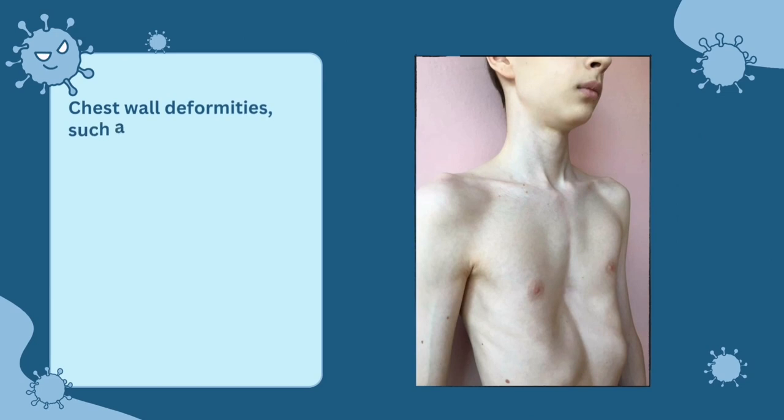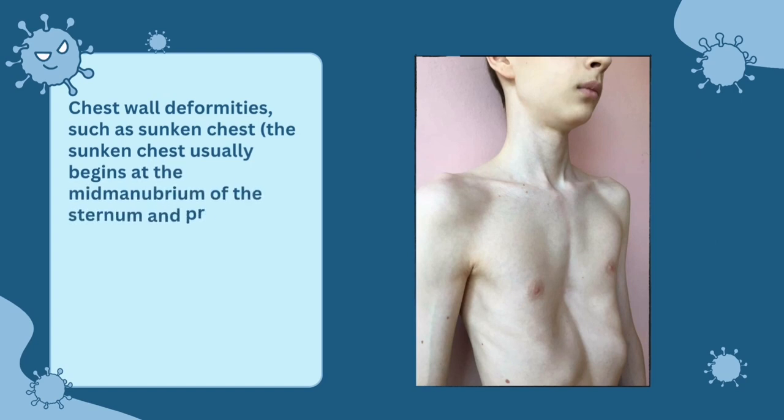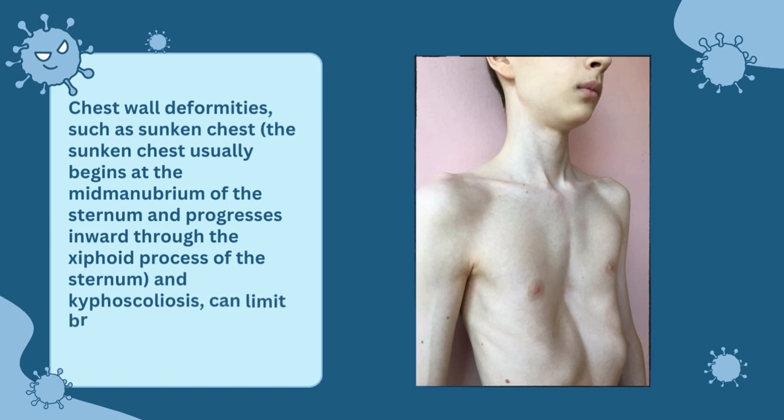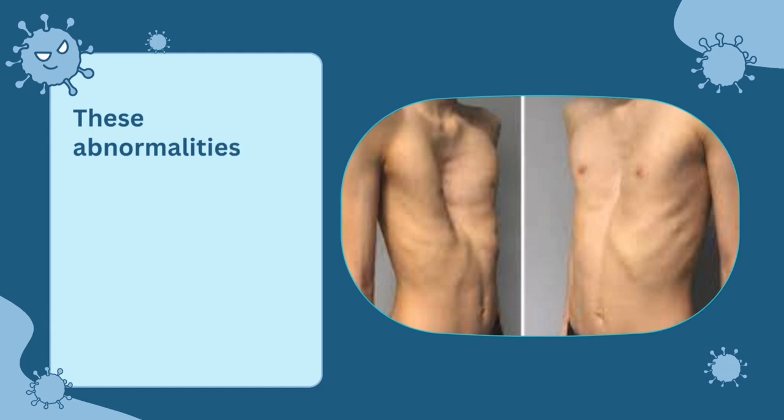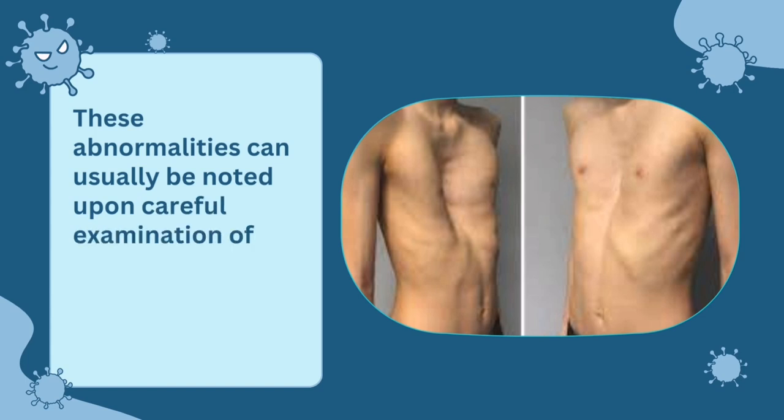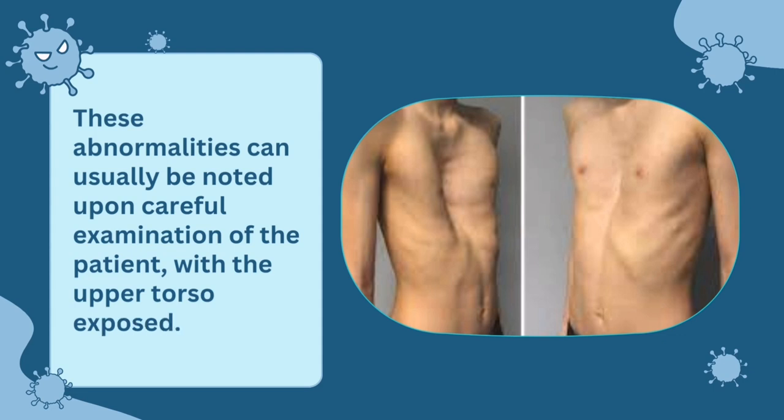Chest wall deformities such as sunken chest: the sunken chest usually begins at the mid-manubrium of the sternum and progresses inwards through the xiphoid process of the sternum. This and kyphoscoliosis can limit breathing and aggravate symptoms of pre-existing lung disease. These abnormalities can usually be noted upon careful examination of the patient with the upper torso exposed. Look at this picture. Note the deformation of the patient's chest.